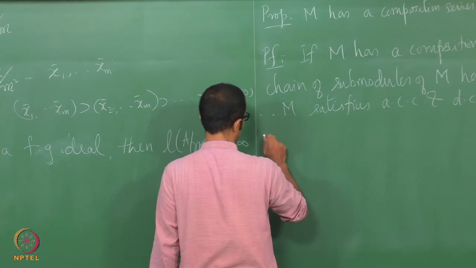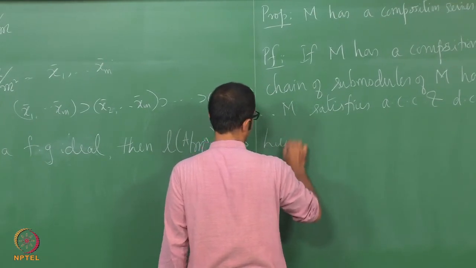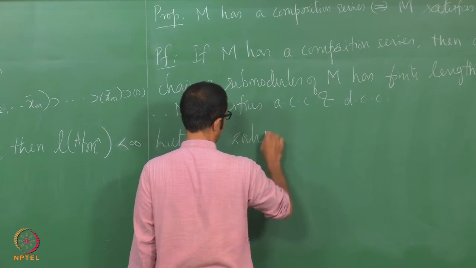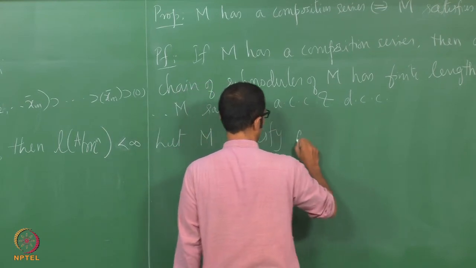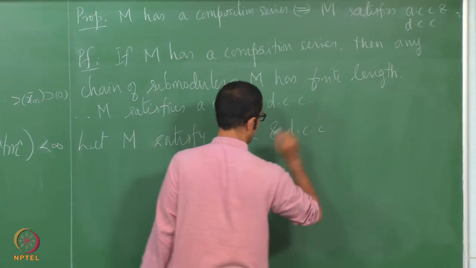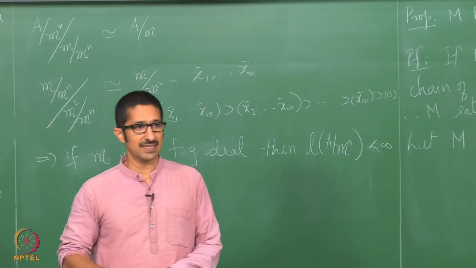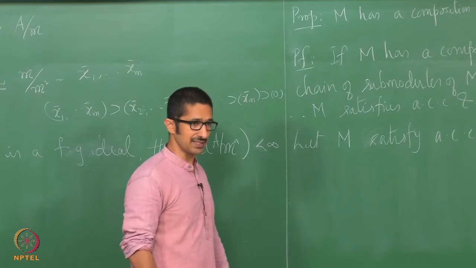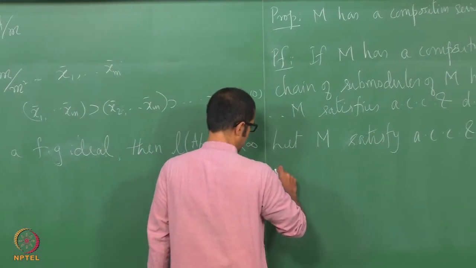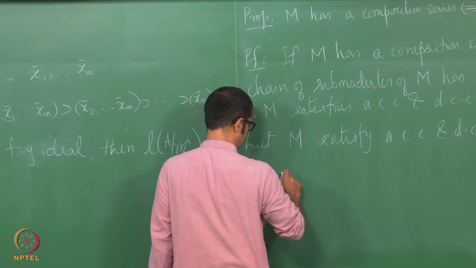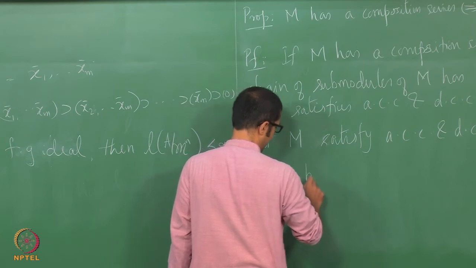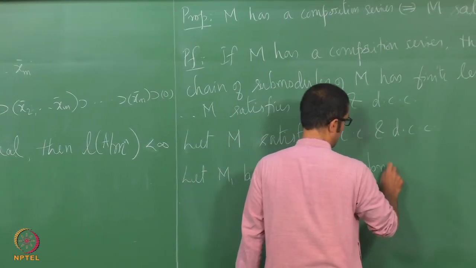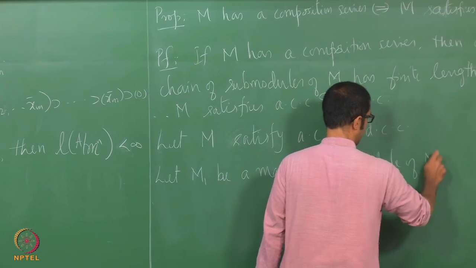Now, conversely, let M satisfy the ascending chain condition and descending chain condition. Okay. I want to say that it has a composition series. So, we construct a composition series. Okay. Now, let M1 be a maximal submodule of M.